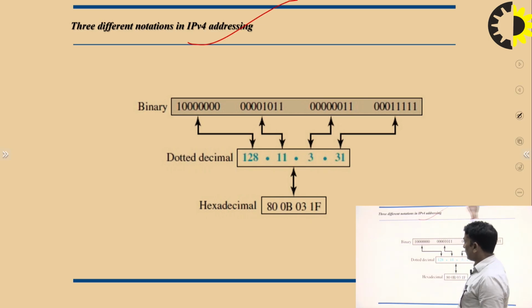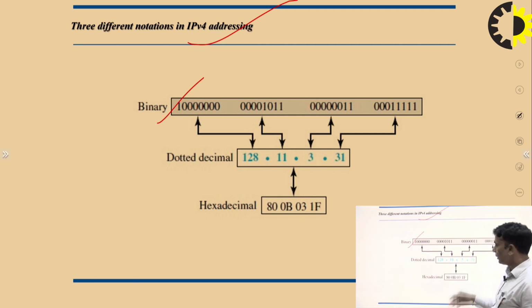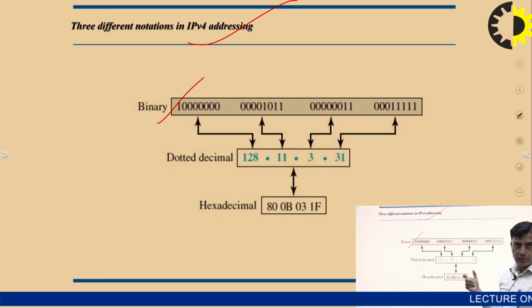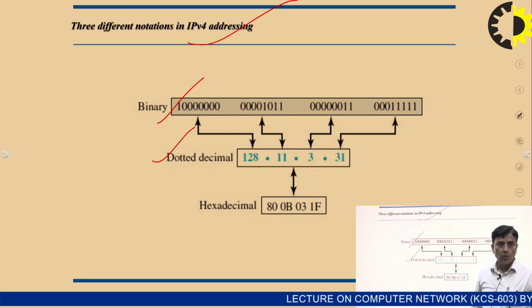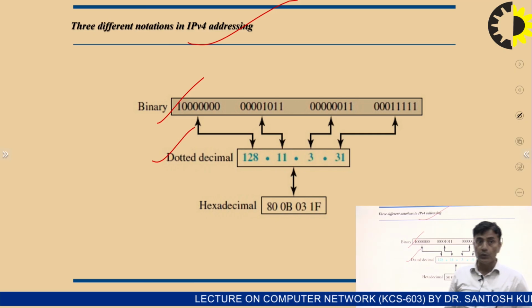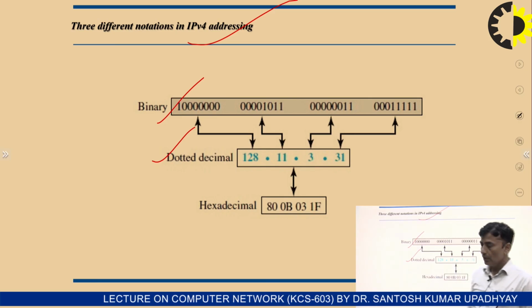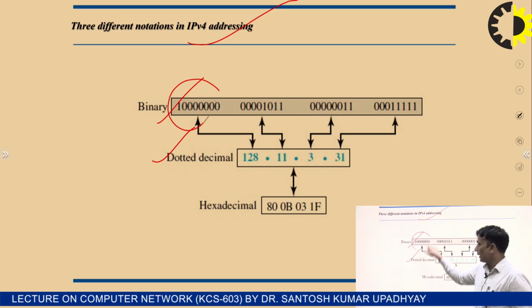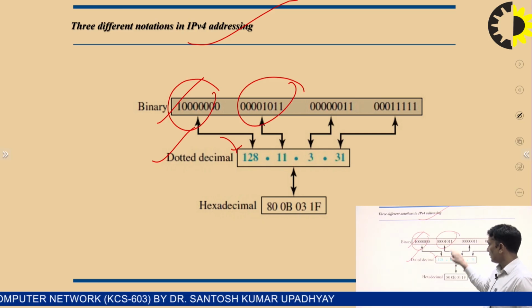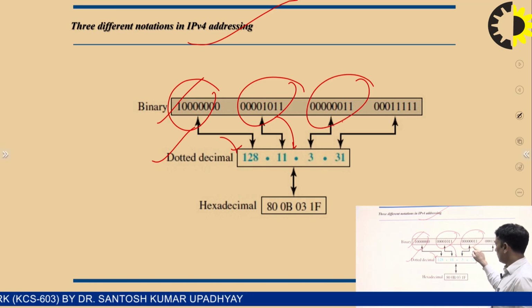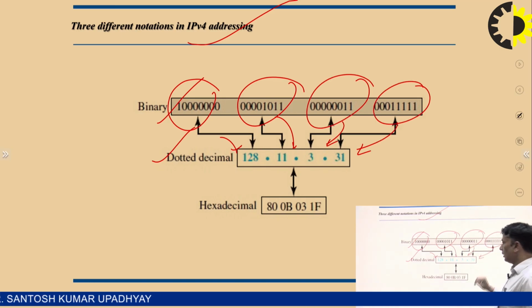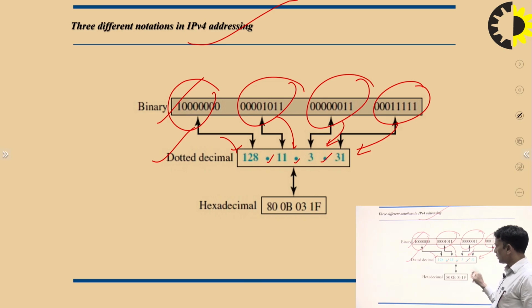Three different notations are there in IPv4. Binary may be one, that means all the 32 bits are represented as binary digits. The second, most widely accepted and used, is the dotted decimal notation. That means the first octet is represented in decimal, the second octet in decimal, the third octet in decimal, the fourth octet in decimal, and all these octets are separated by a dot. That's why this is known as dotted decimal notation.